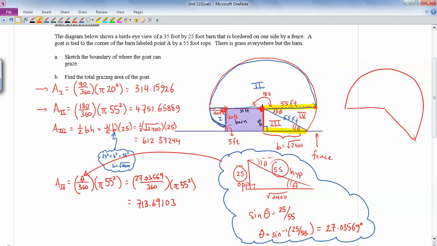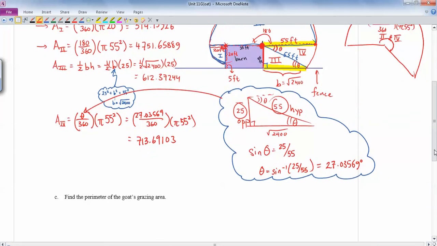By the way, if you wanted to, you could combine sections 2 and 4 into one gigantic sector that looks like this, where this is 180 plus the 27. Then you just do the 180 plus the 27 over 360 times pi r squared. So you could combine 2 and 4 into one piece if you wanted to. Anyway, let's go on.